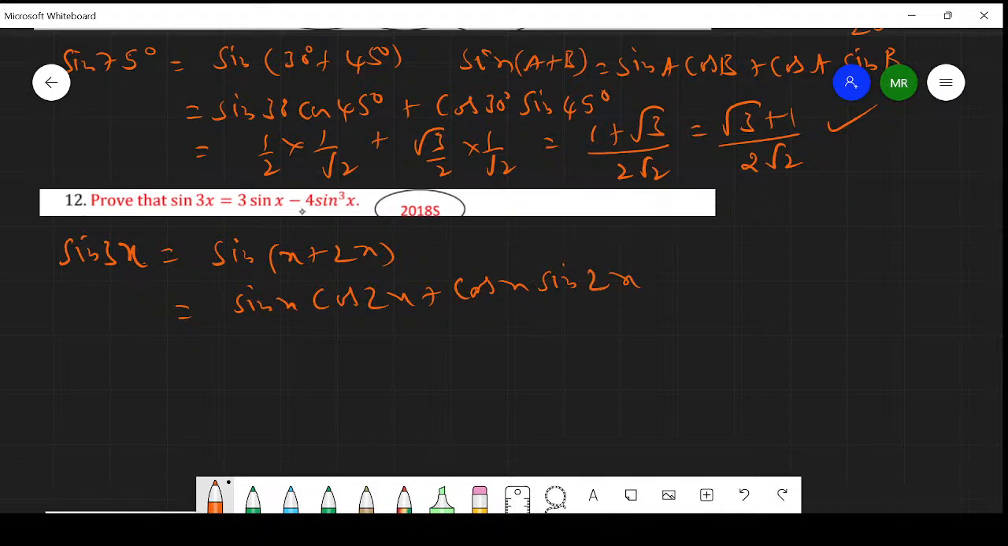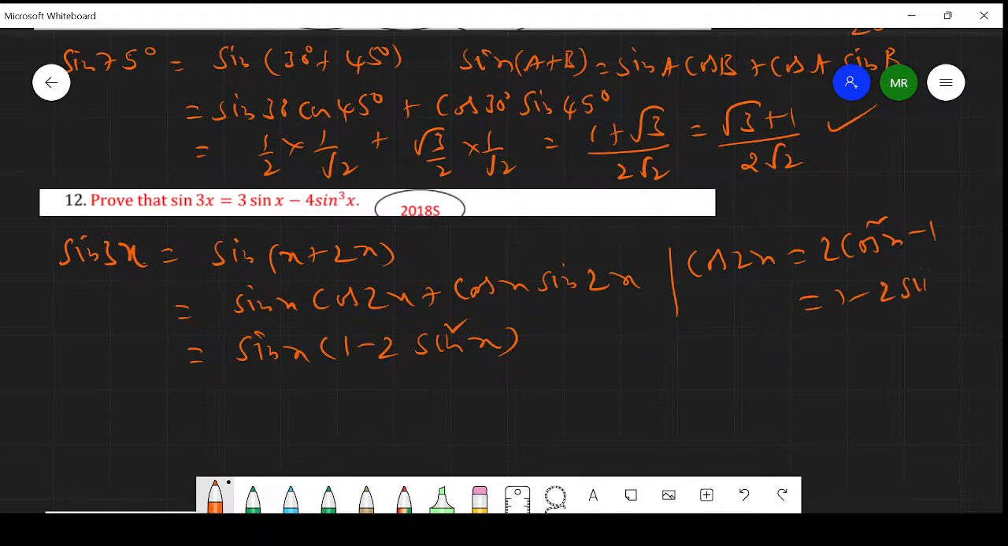Everything in terms of sine on the right hand side. So I can write sin x. Cos 2x in terms of sine is 1 minus 2 sin square x. It is a formula you should remember: cos 2x equals 2 cos square x minus 1, or 1 minus 2 sin square x. You can also write cos square x minus sin square x. These are all.